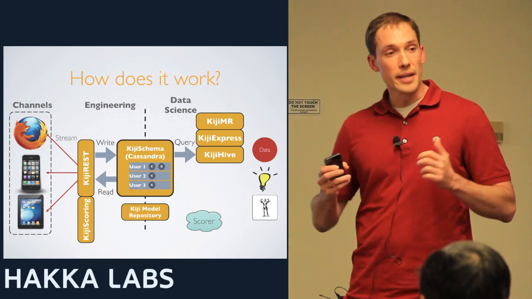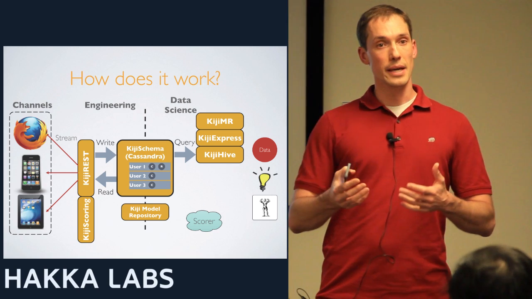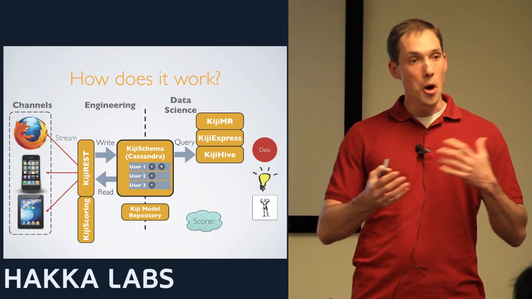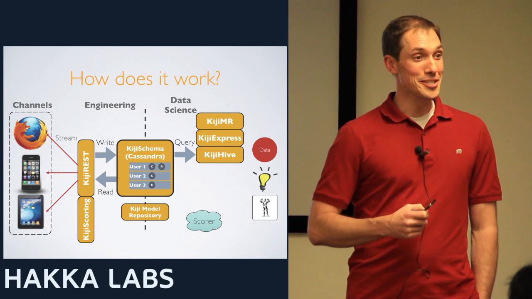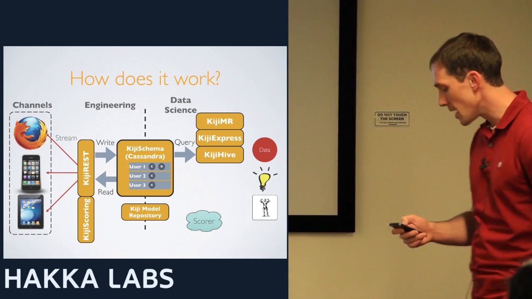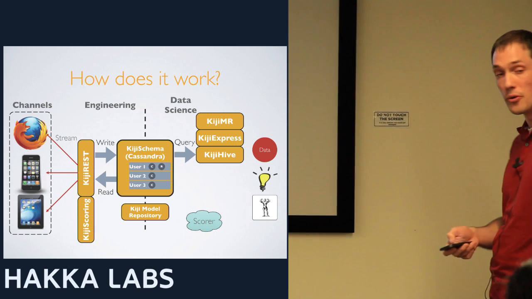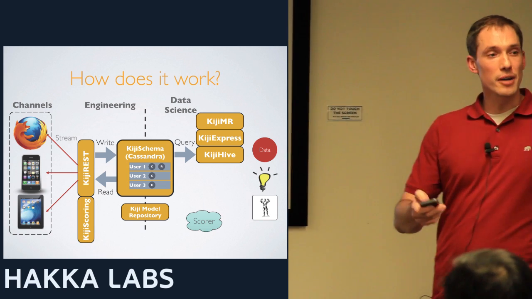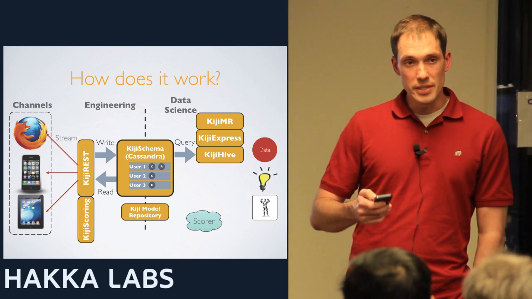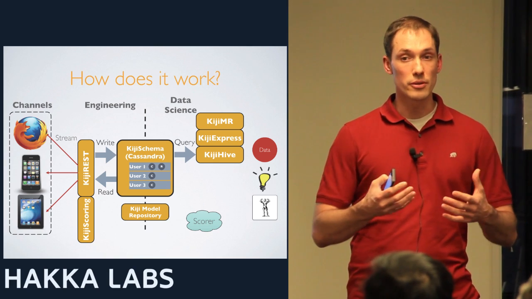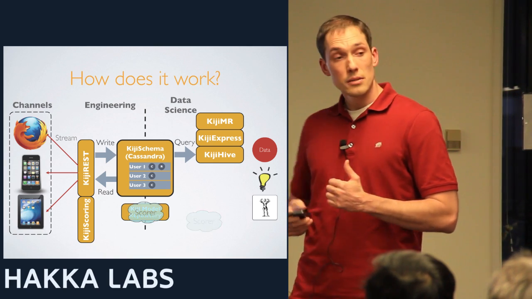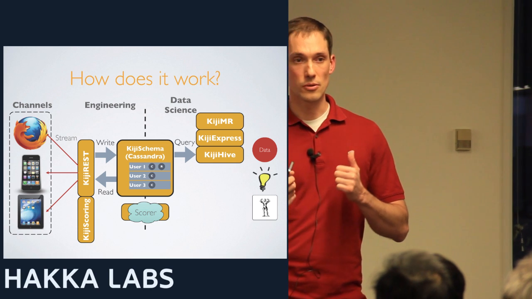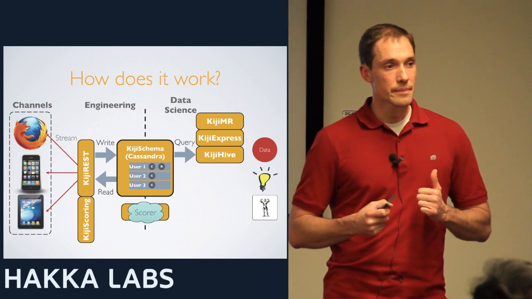So instead, we provide mechanisms for implementing that kind of real-time, on-demand evaluation or scoring of models that we discussed earlier. So let's see how that works. First, we have a component called the Kiji model repository. So data scientists, as they build these new models and put them into scores, can upload scores to the model repository and make them live.